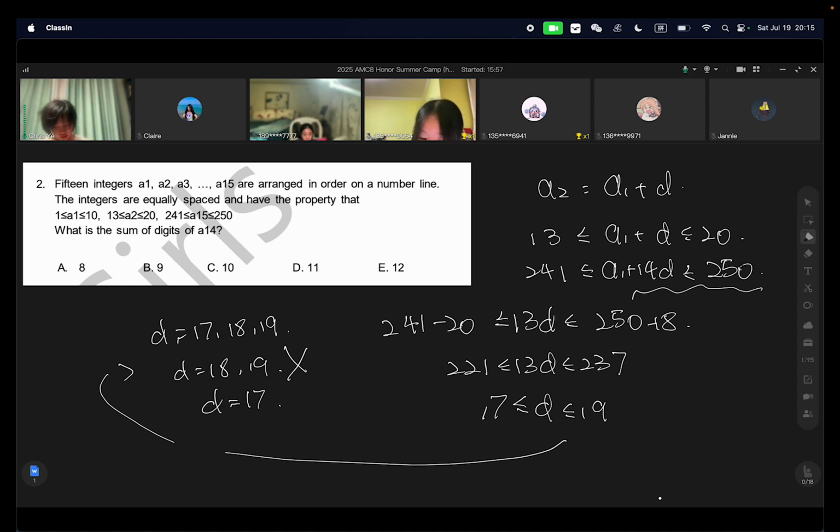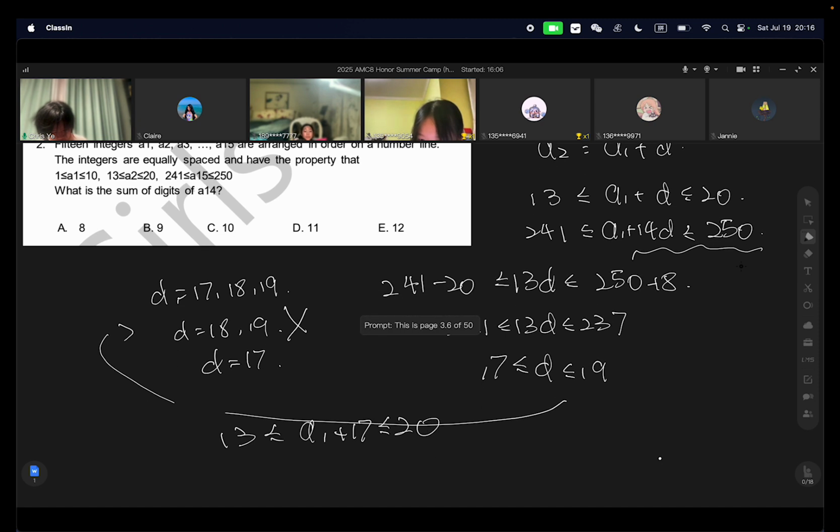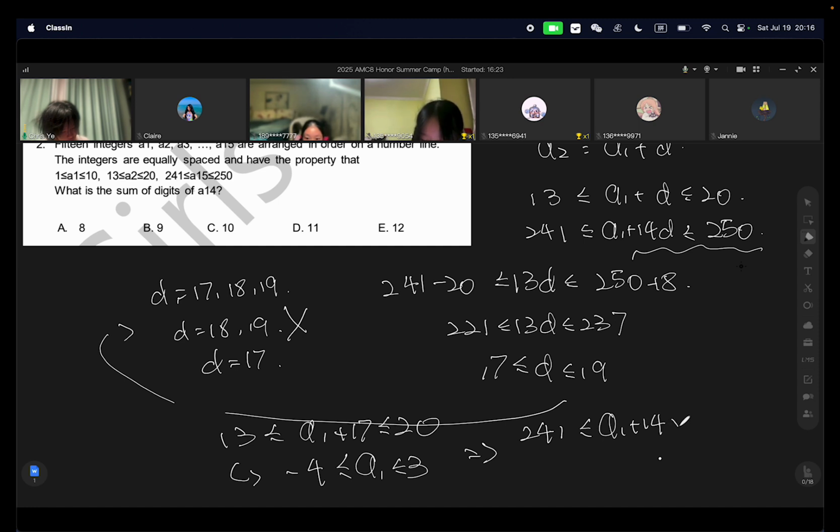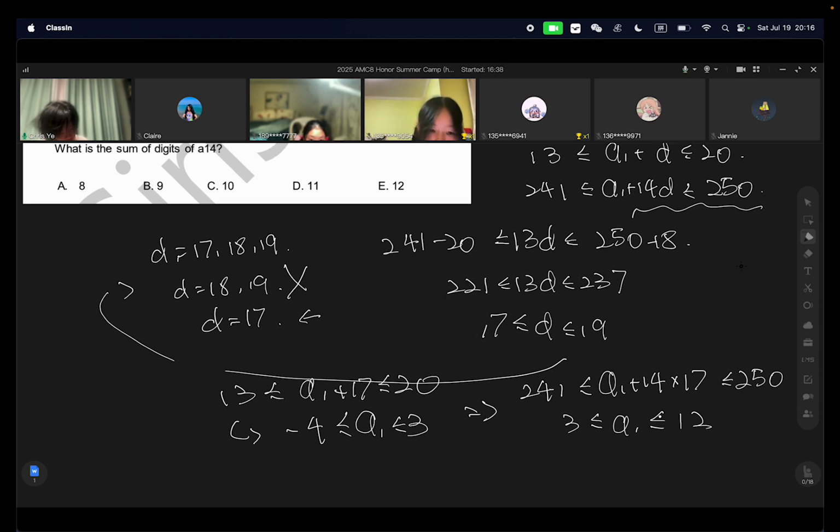And we also know that 13 is no less than A1, the first number, plus 17, no less than 20. Therefore, we have -4, A1, and 3. Then by plugging this back into the previous equation, we have 241 is no less than A1 plus 14 times 17 here is no less than 250. So we have 3 is no less than A1, no less than 12, and therefore A1 equals 3.